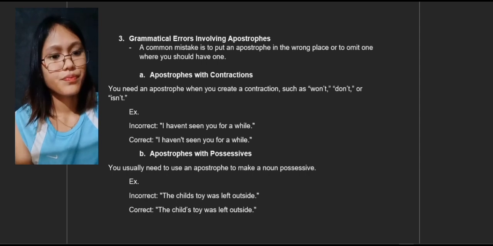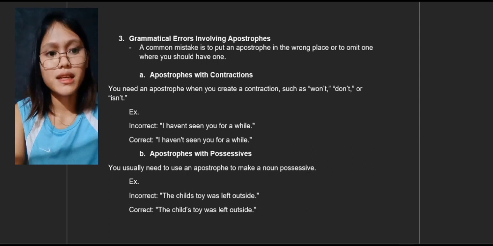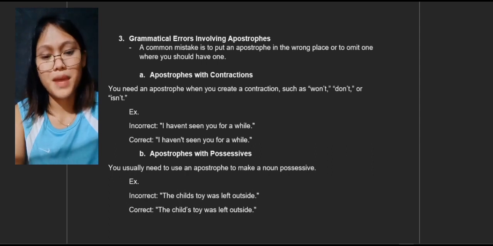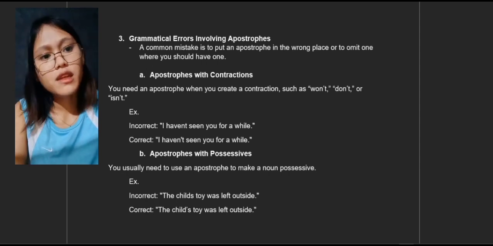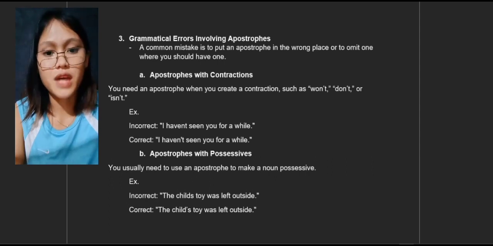Second, apostrophes with possessiveness. You usually need to use an apostrophe to make a noun possessive. Example: The childs toy was left outside. After the D, you didn't put an apostrophe here, so the correct one is: The child's toy was left outside.